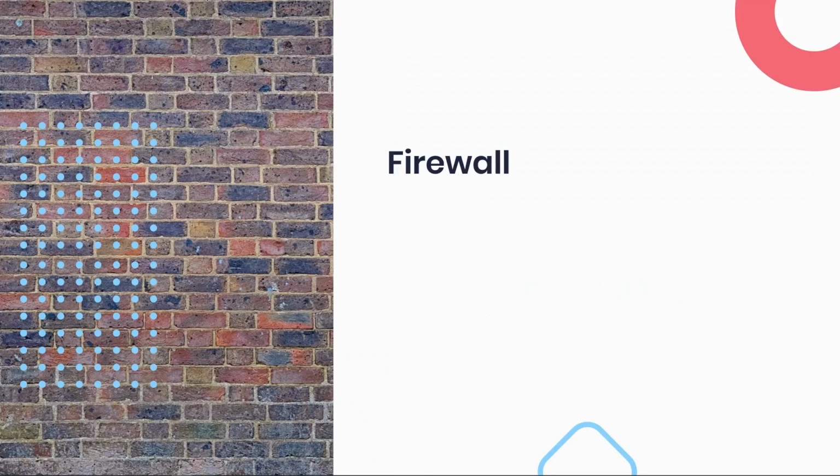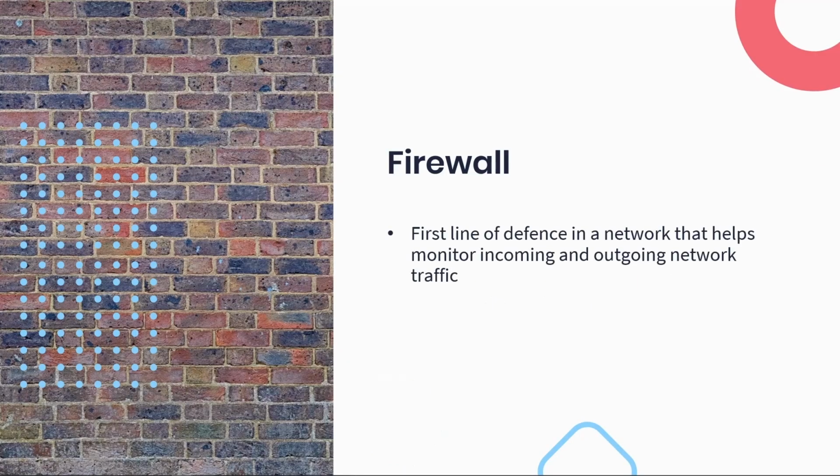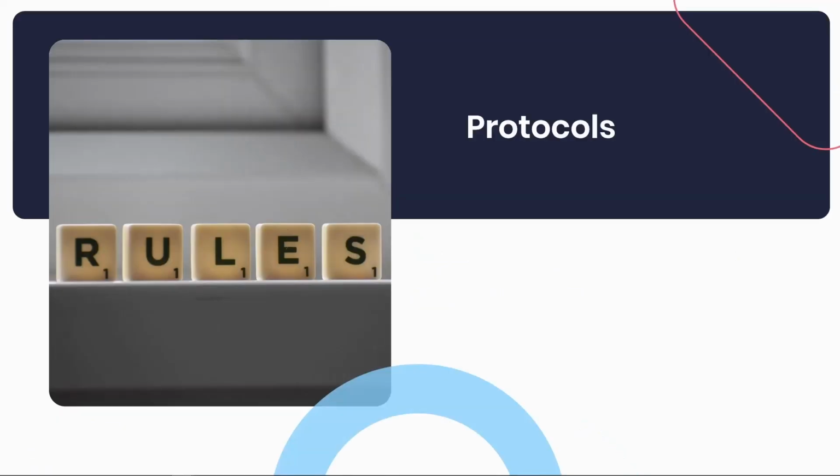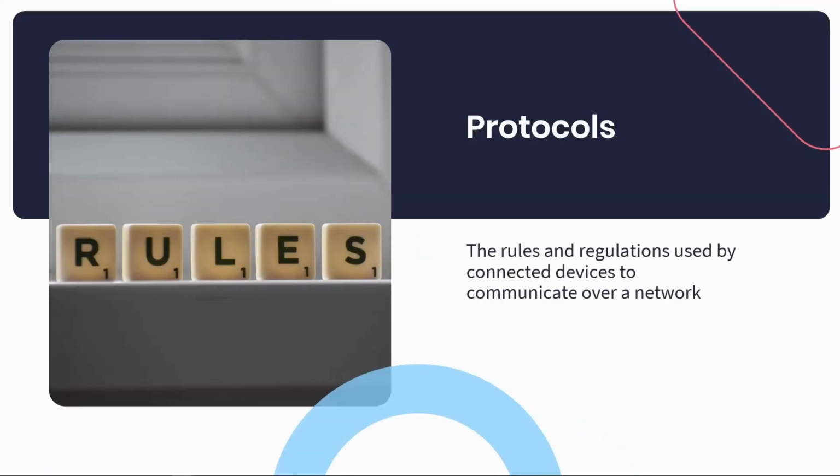A firewall is the first line of defense in a network. It helps in monitoring incoming and outgoing network traffic. With set instructions, a firewall could decide to allow or block specific traffic. Protocols are the set of rules or regulations used by connected devices to communicate over the network. It can be said that the protocols are digital languages that are implemented in the form of network algorithms.